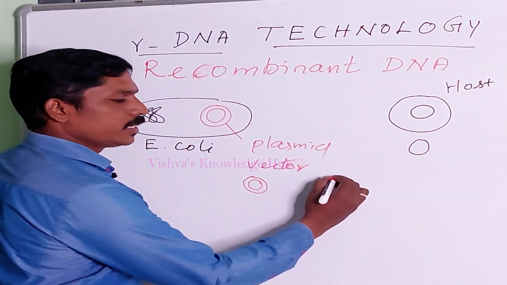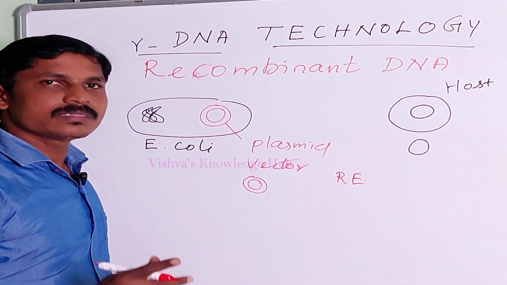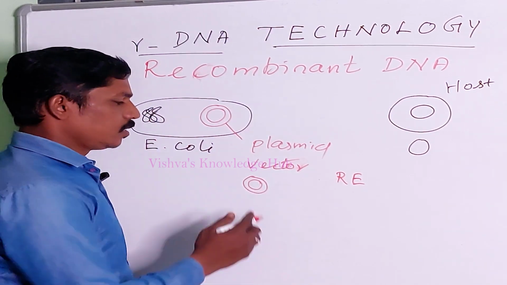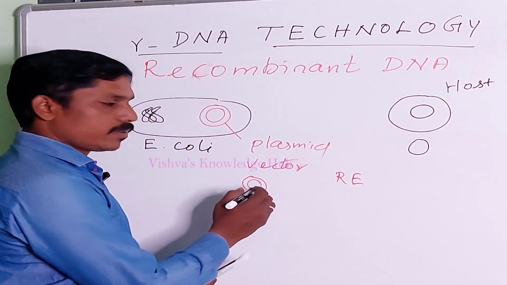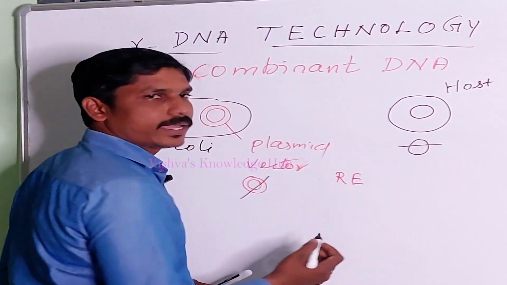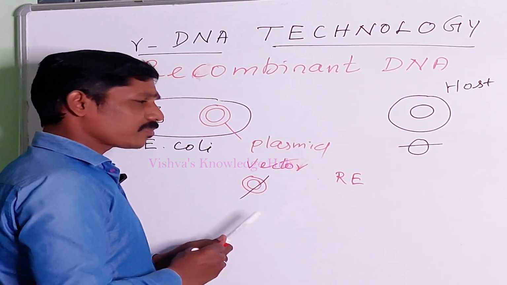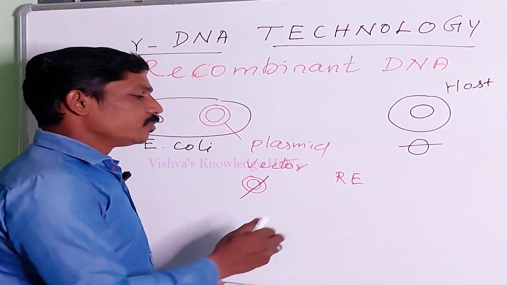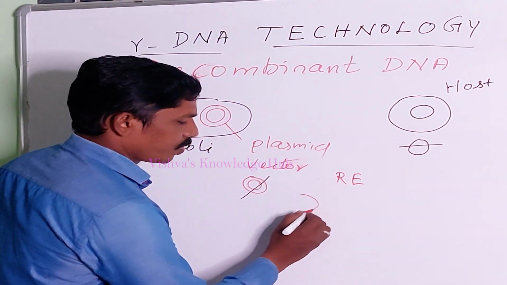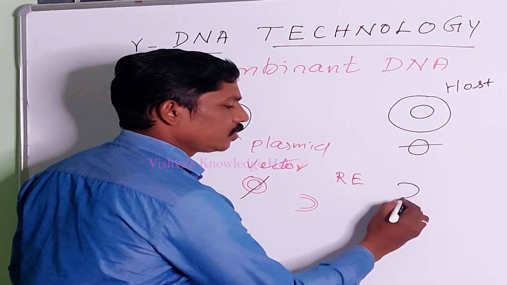Okay, using restriction endonuclease. RE means restriction endonuclease, used to cut the DNA, which is also called a molecular scissor. So to cut the DNA into separate strands, this DNA is also cut into several pieces. Okay, after cutting the DNA, the two cut pieces are joined together.